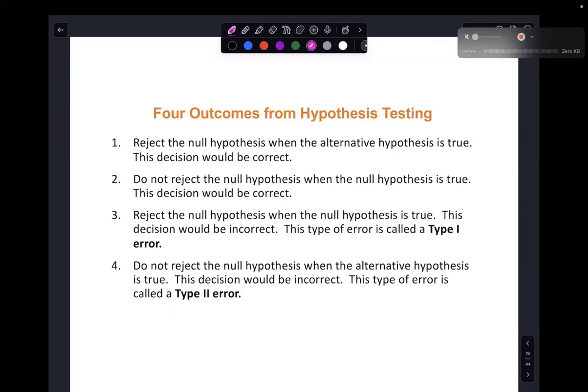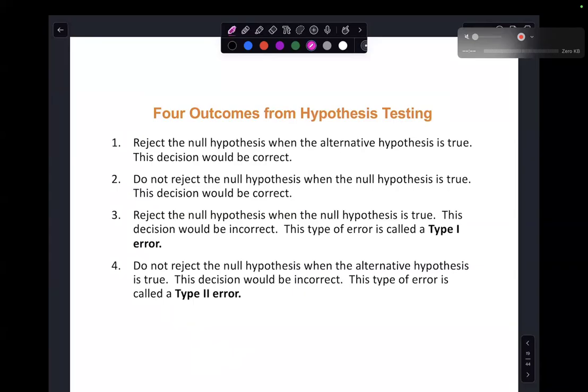So first, let's talk about the good, the true, the correct decisions. If you reject the null hypothesis when the alternative hypothesis is true, you've done the right thing. This is the correct decision. So if the alternative hypothesis is true, you need to reject the null hypothesis. This is great. This is what we do. So number two, if you don't reject the null hypothesis because the null hypothesis is true, or you don't reject the null hypothesis because the alternative hypothesis is not true, this is good. So if it turns out that the null hypothesis is true, you're not going to reject it.